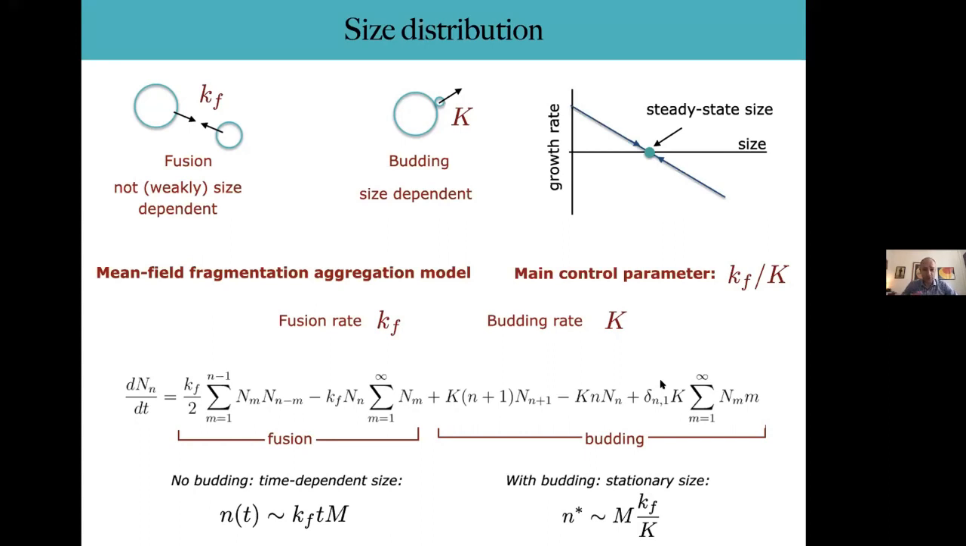And so in a very crude way, if we think that we have a stationary size distribution, since we know that without budding, the size of the aggregates evolves linearly in time, then with budding, the stationary size distribution could simply be given by this expression where I replace the time by the dynamical process that gives me the stationary state, which is the budding rate. So in this case, I would expect a characteristic size to be equal to the total size of the system times the fusion rate divided by the budding rate. So here time has been replaced by 1 over the budding rate. And indeed, this is what you find.